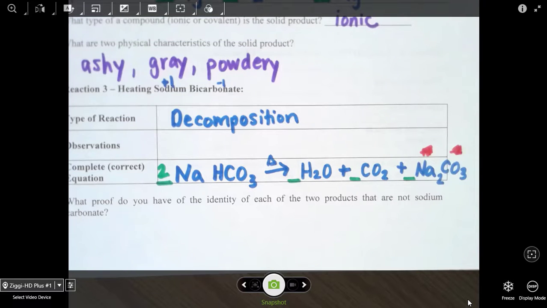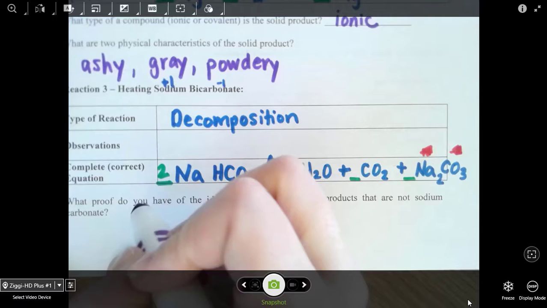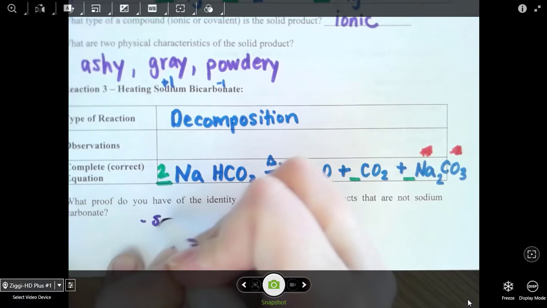Now let's answer the question. What proof do you have of the identity of each of the 2 products that are not sodium carbonate? So how did we know that we had water? We saw condensation.